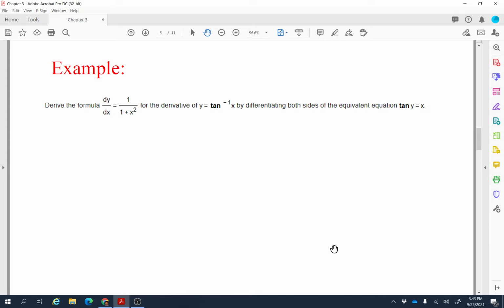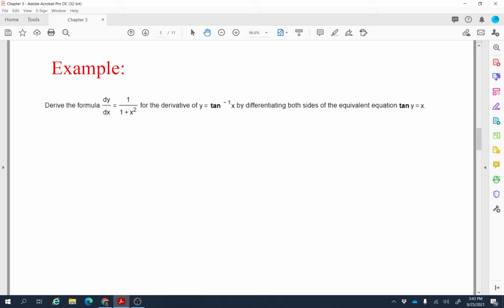So now the main thing we have to do in this section is find the derivative of the inverse trigonometric functions. So we need to derive some formulas. The first thing is the derivative of tan inverse of x is 1 over 1 plus x squared. We need to derive that. Okay, we need to prove that.